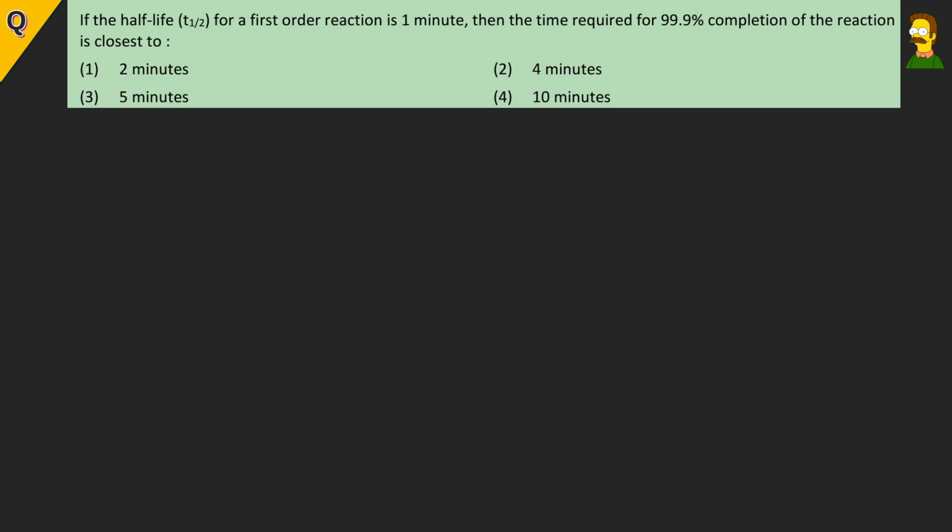The half-life, all right, finally some effort. Half-life for a first order reaction is 1 minute. The time required for 99.9% completion is what? I said effort because you know this expression, kt is ln A naught by A. And you also know that t half is equal to 0.693 by k, right? So I'm going to use these two to get back here.